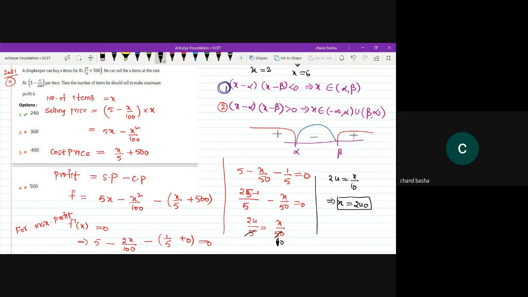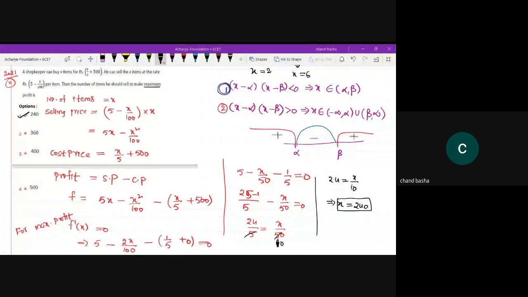It is not necessary to find out f double dash because it is already given that it is maximum. Suppose if you are getting two values, at that time we need to check. But I have only one value at which profit is maximum, the number of items x is equal to 240. The first option will give the correct answer.